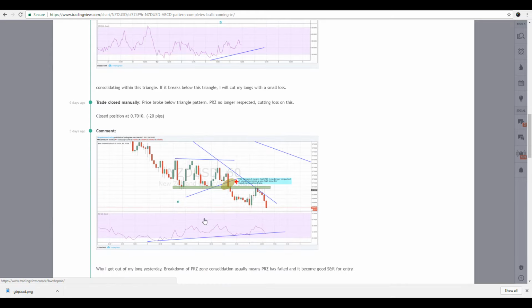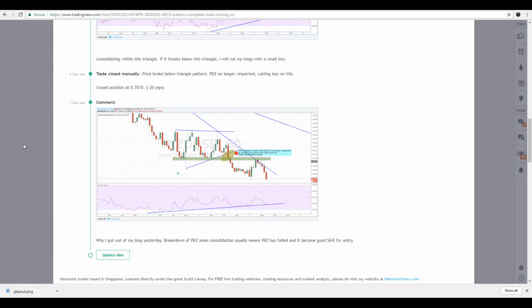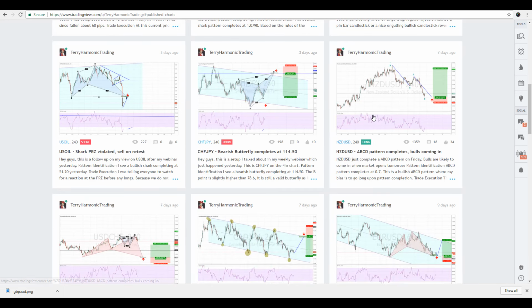Yeah. And after that, I told you guys that the PRZ once broken becomes a very good zone to actually do a continuation trade with the trend. Yeah. I did a short at the pullback. This is something very advanced, and maybe in future when there's time, I will be doing a video to teach you guys how to do this kind of setup, which is trading in the direction of the breakout of the PRZ. Yep. Okay, so this Kiwi Dollar didn't make money on the long, but actually I went short and I made about 90 pips off it.